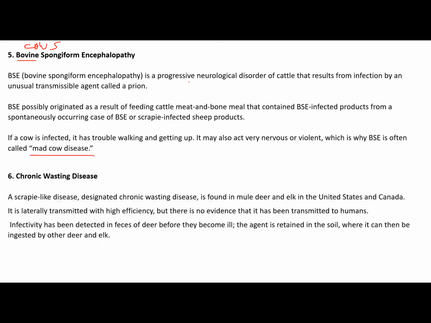Then we have the last one, chronic wasting disease. So this is a scrapie-like disease, designated chronic wasting disease. It usually affects mule deer and elk in the United States and Canada. It is laterally transmitted with high efficiency, but there is no evidence that it has been transmitted to humans. Infectivity has been detected in the feces of deer before they become ill, and the agent is retained in the soil where it can then be ingested by other deer and elk.